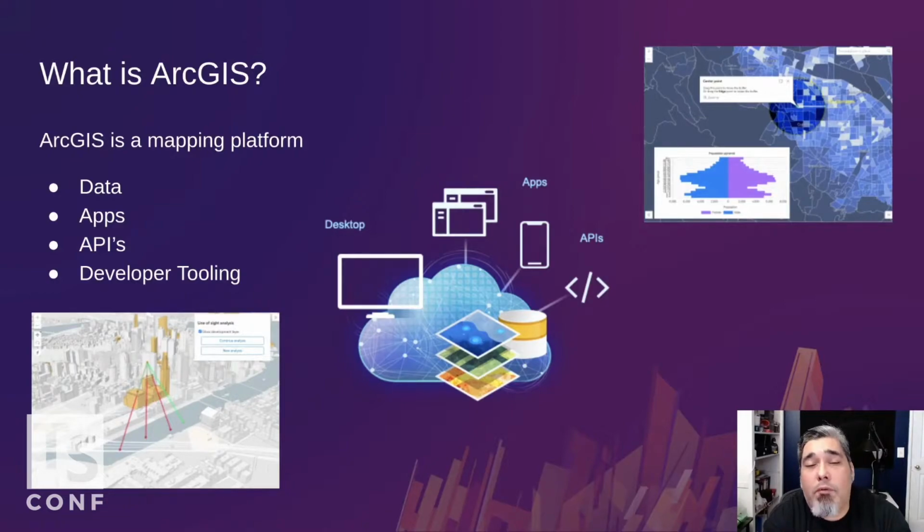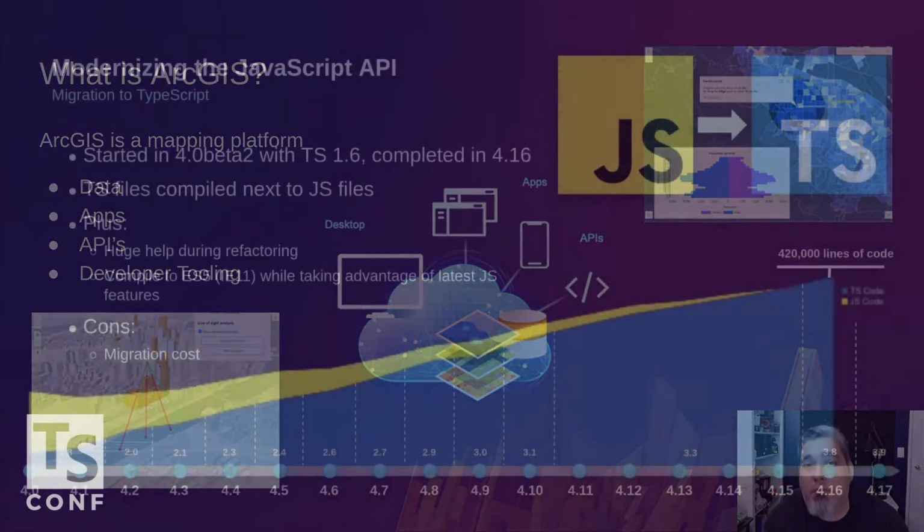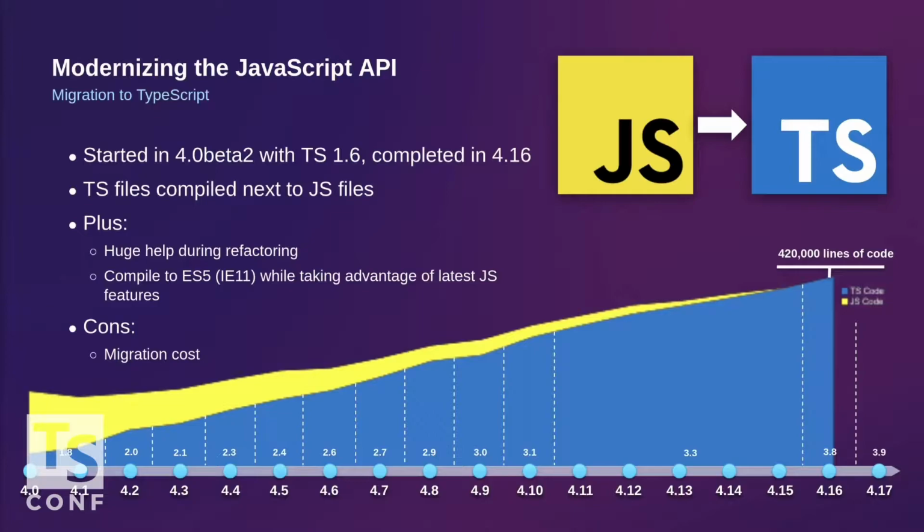Version 4 of the API today is 100% TypeScript. I want to talk a little bit about that transition we did from pure JavaScript to TypeScript. We started the transition a few years ago, starting with 4.0 beta 2, before we even released version 4 of our API. We started with TypeScript 1.6, and we just recently finished the conversion at the latest version of our API, 4.16. So it took quite a few releases, but it's been totally worth it.